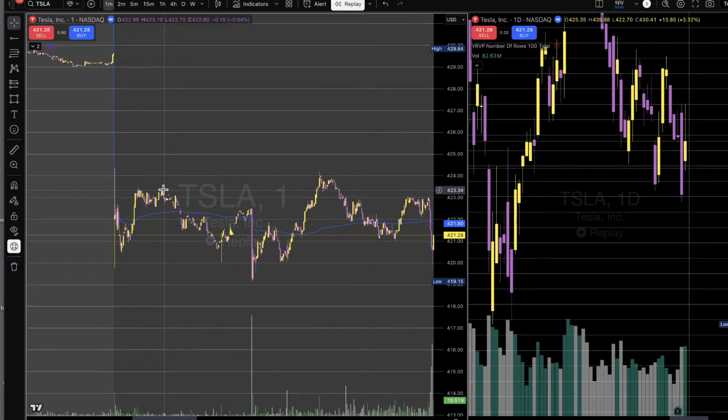All right, we're gonna start practicing our trades from the beginning of the week, Monday. So here we have 8:30 in the morning, the 1 minute chart and the daily chart on the left, on the right.